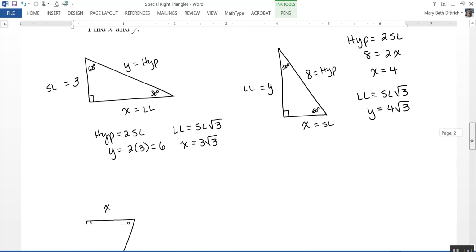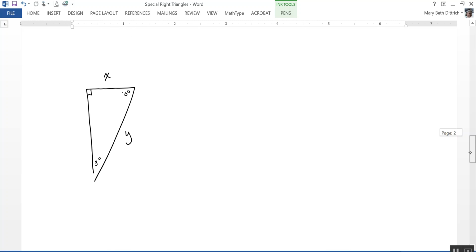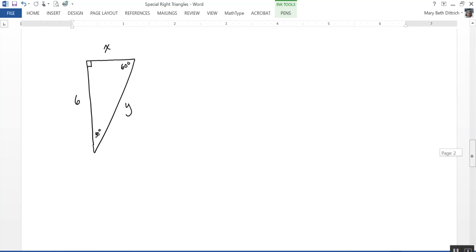Those are two examples that are pretty straightforward. The hardest example is this one here, where you are given the long leg and you have to find the short leg and the hypotenuse. So x is my short leg, y is my hypotenuse, and 6 is my long leg. Now, both of the formulas that we have actually use the short leg, but I don't know the short leg, so I can't use hypotenuse equals 2 times the short leg.